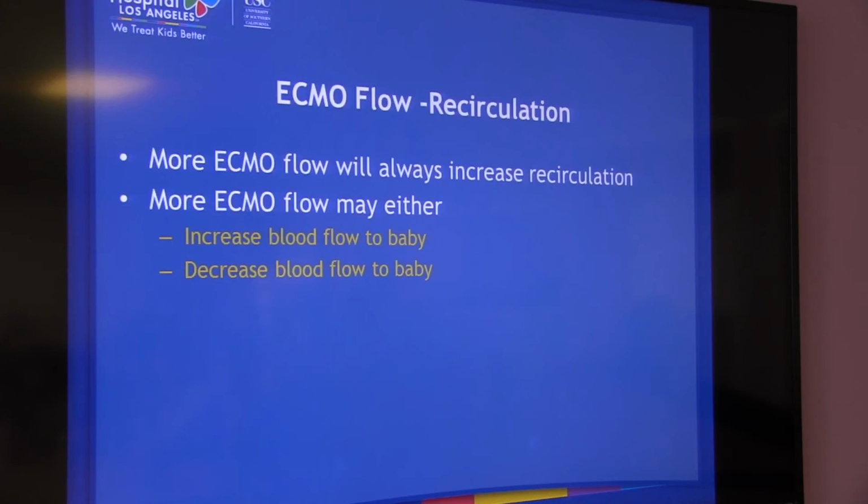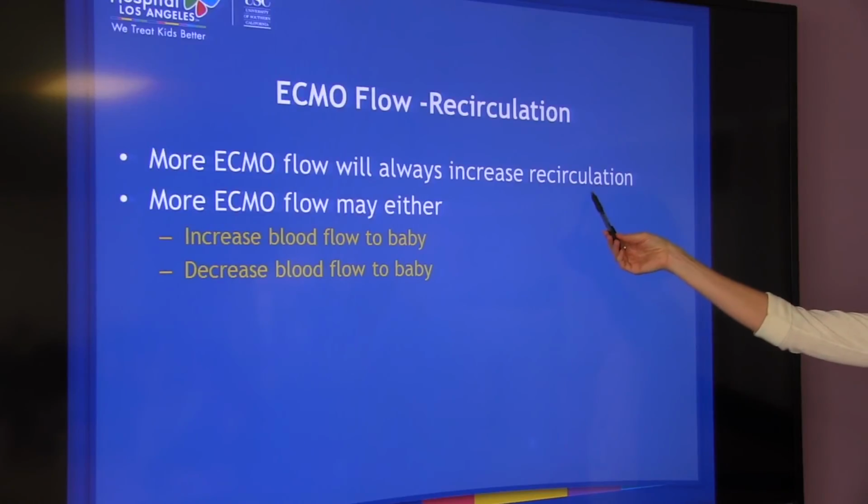So the rules of thumb when you're trying to figure out what's happening with your recirculation: it's one thing to calculate the amount of recirculation, but the reason why you're doing it is because you're trying to find that sweet spot on the curve and maximize the amount of flow you deliver to your patient, minimizing the recirculation.